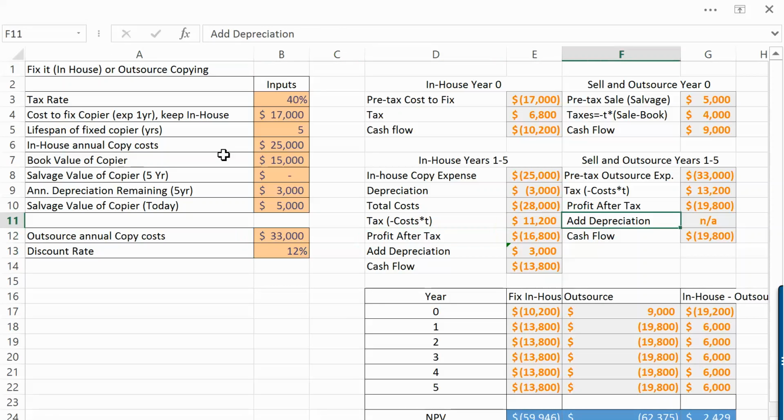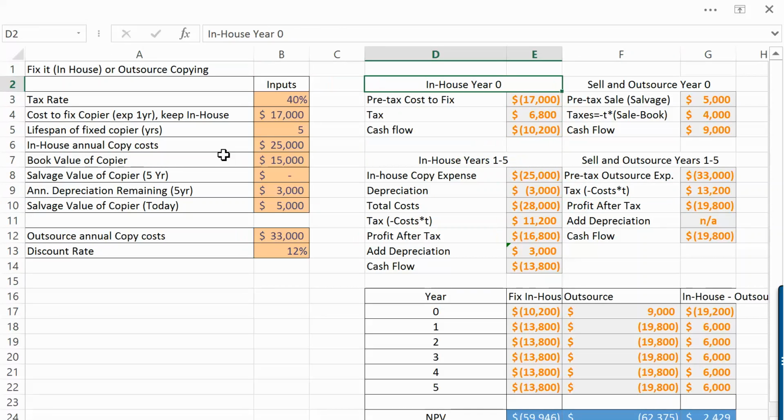So here's how I'd evaluate what we should do. It's all about cash flows. If we fix the copier and stay in-house, we're going to spend $17,000 today. That's going to create an expense. We're assuming we're expensing this, again, not amortizing this repair. So that's going to save us $6,800 in taxes by having this tax shield, the fact that you have an expense. It's going to reduce the total tax bill of the corporation. So after tax, it only costs $10,200 to fix it.